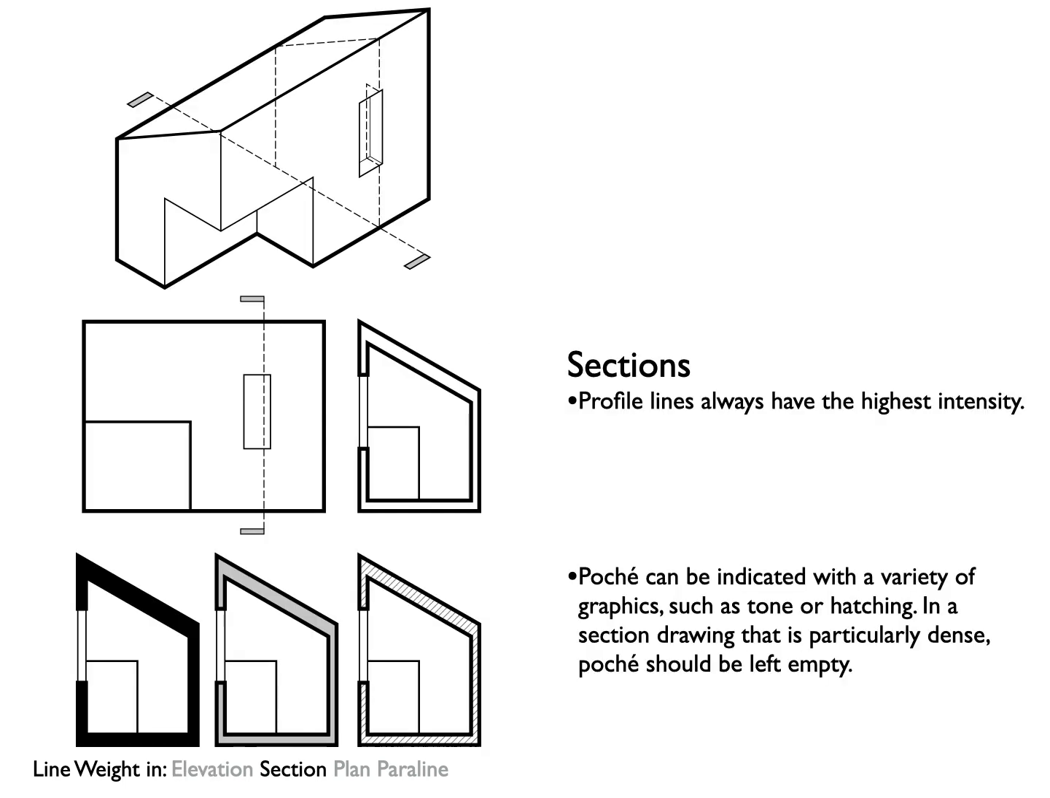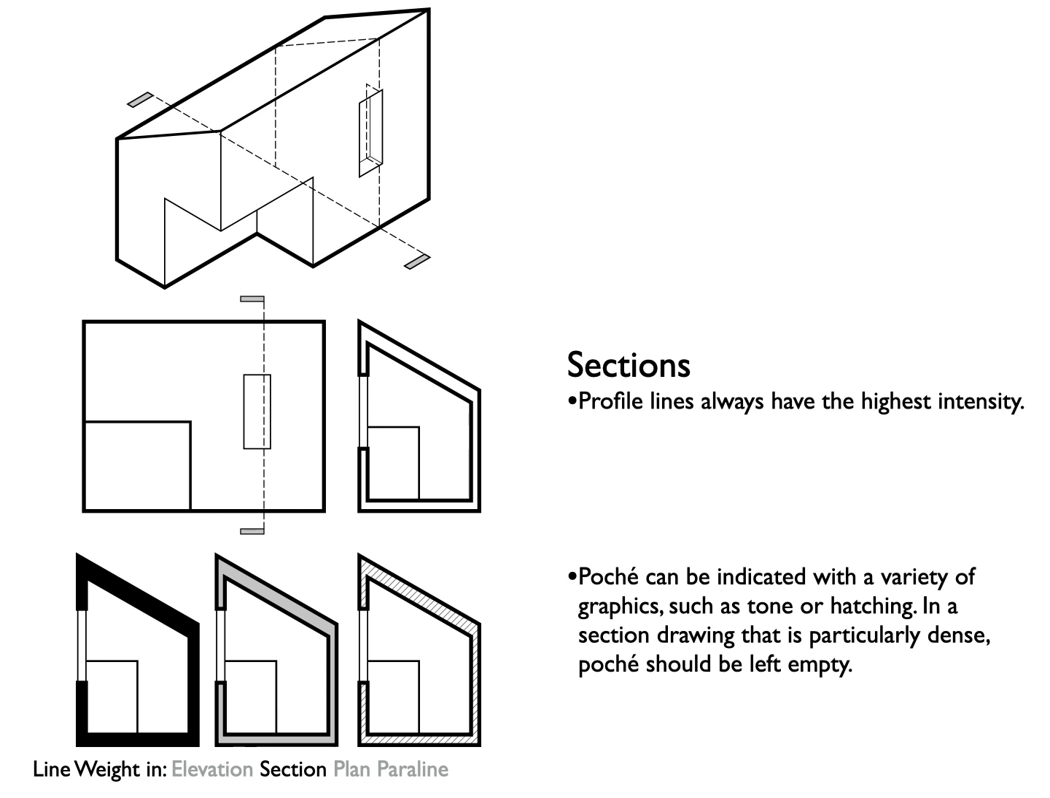Sections are a slightly different animal. For the most part, all the rules are the same. The closer something is to you, the darker it is. The major exception is that the profile, the line that's cut through that, is always the highest intensity. It's always the heaviest. It's always the darkest. No matter what else is going on in the drawing, the section cut line is always the heaviest.